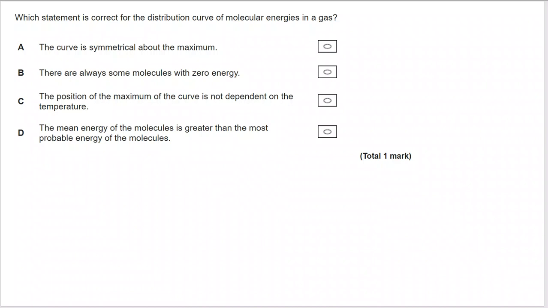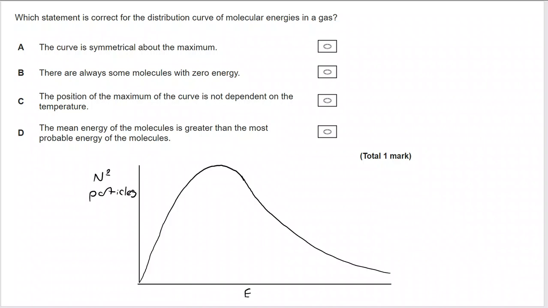So the first thing I'm going to do here is sketch out a Maxwell-Boltzmann distribution curve. You don't need to do that in the exam, but it will help to illustrate some of the key points. So let's go through the answers and see which one we think is correct.